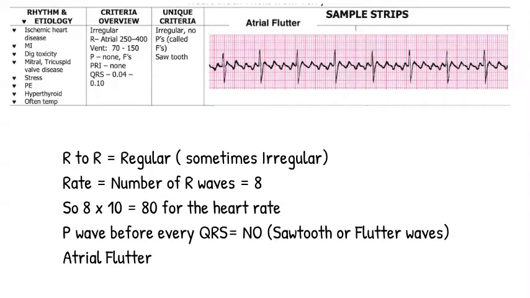So the rhythm is regular. There is no P wave. There is presence of a sawtooth pattern. We now have atrial flutter.